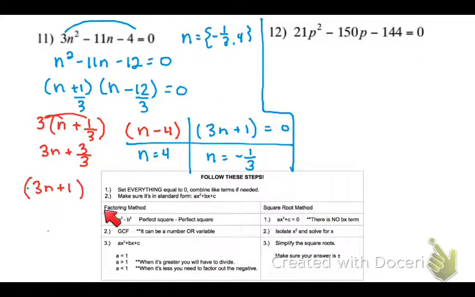I can't do square root. I cannot do a perfect square minus a perfect square. I have to check, is there a GCF? They do have a GCF, and the GCF happens to be just a number. The number is 3. So I'm going to factor out a 3 from everything. This is what I'm left with.